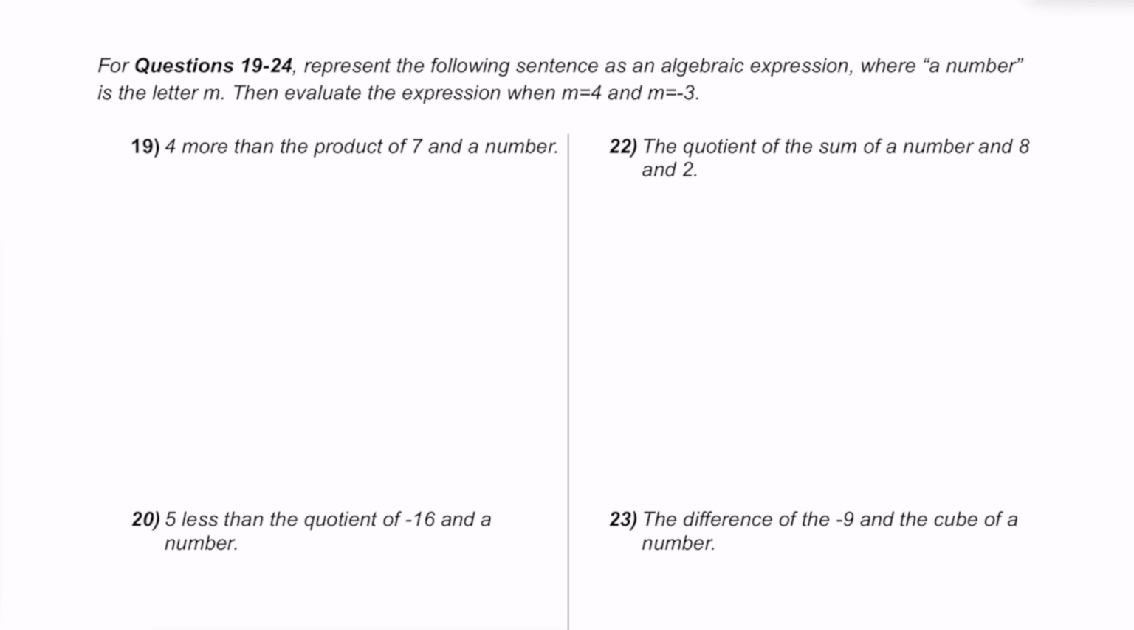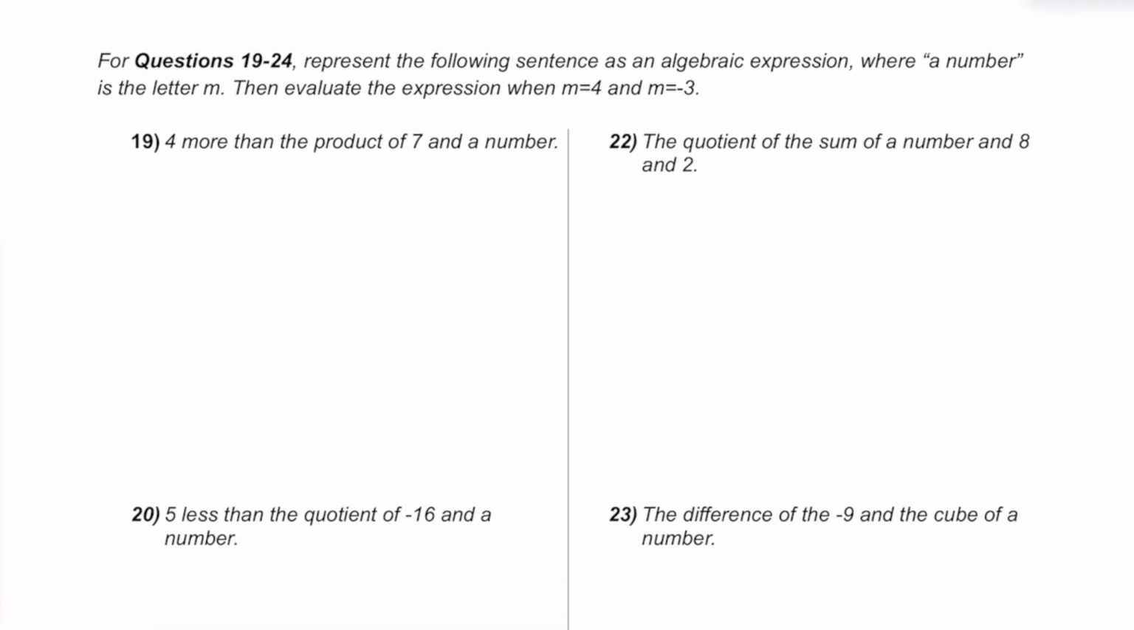All right, here is number 19 through 24. We're going to go ahead and represent the following sentence as an algebraic expression where a number is the letter m this time, then evaluate the expression when m is 4 and then when m is -3. So a couple hypothetical values for m.